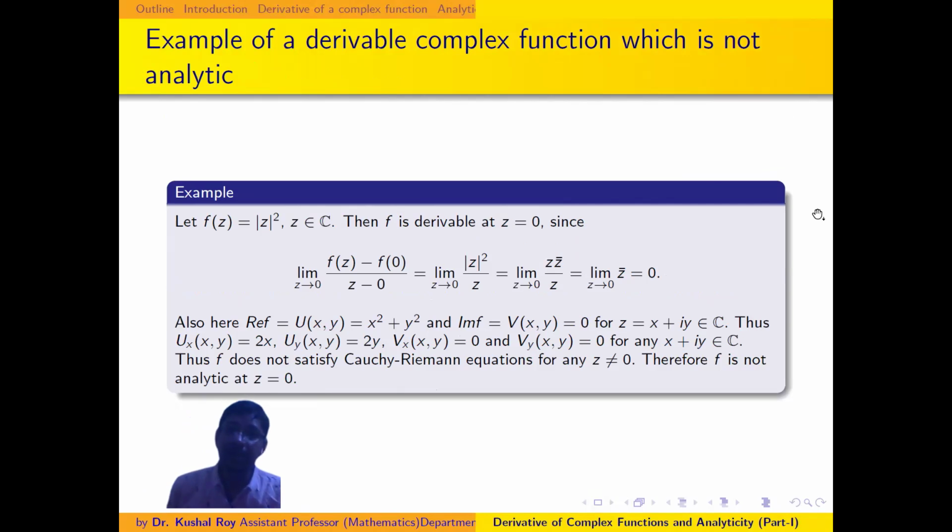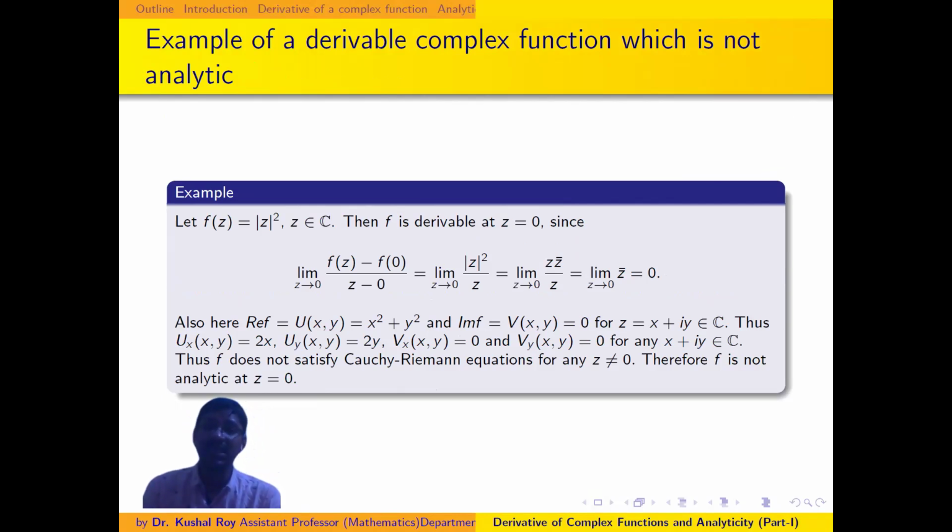Now, an example of a derivable complex function which is not analytic. An analytic function is a function which is more than a derivable function. That means if a function is derivable at each and every point of a neighborhood, in that case, it is called analytic.